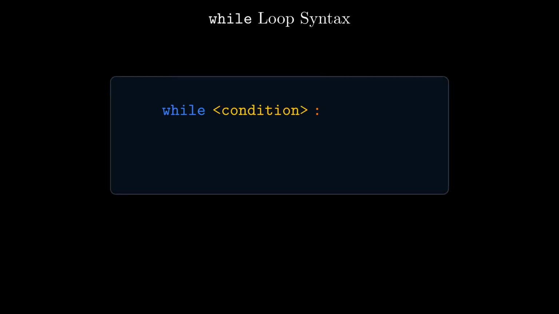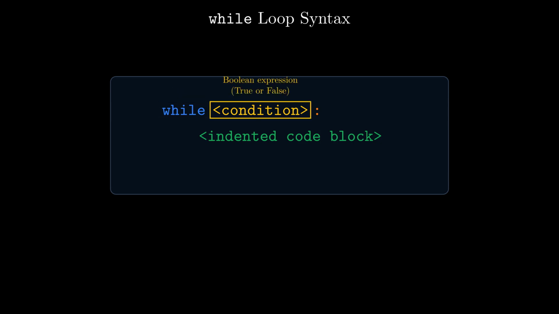In Python, this pattern uses the while keyword. The syntax has 3 parts. First, the keyword while. It appears in blue in most editors. Second, a condition. Any expression that evaluates to a boolean, true or false. Third, a colon, marking the start of the loop body.